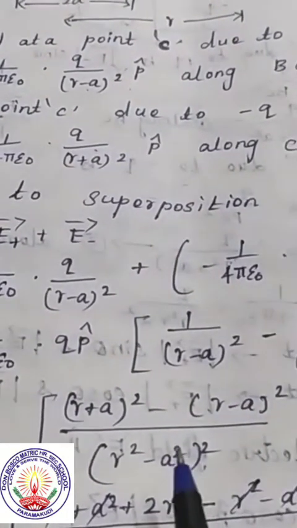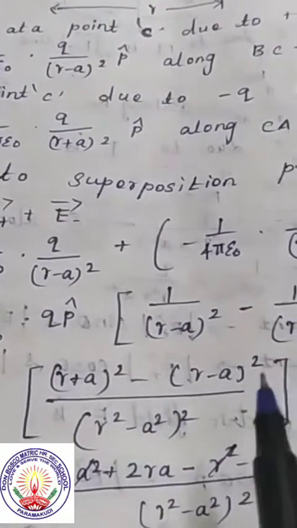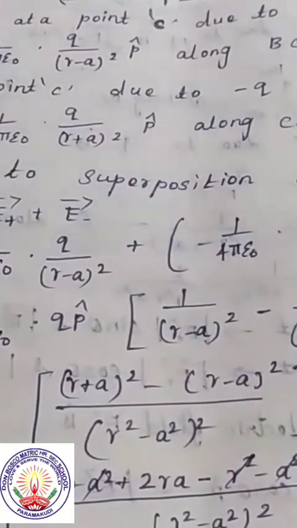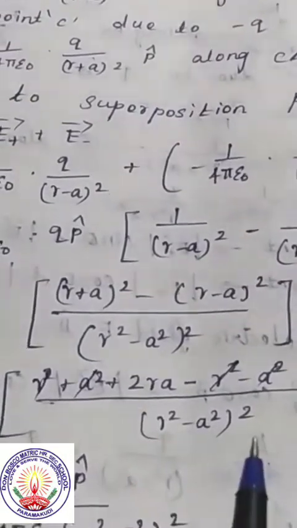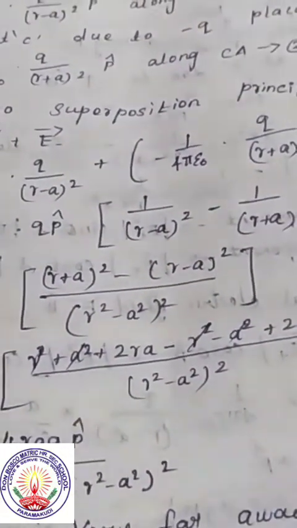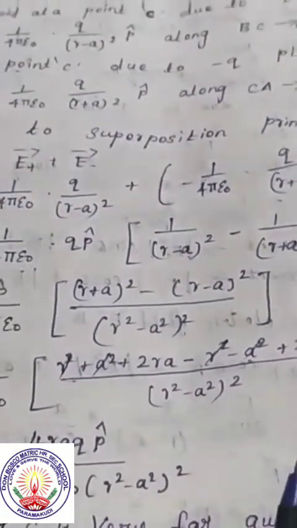So we have the (A plus B) square and (A minus B) square formulas, which we already know. So expand: A square plus B square plus 2AB and A square plus B square minus 2AB. Expand this equation. Then the plus term and minus term get cancelled, and the remaining terms are 2RA and 2RA. So we have to add these terms. So we get the answer.